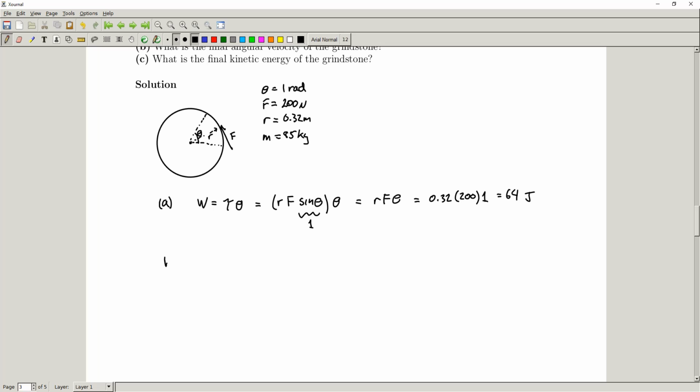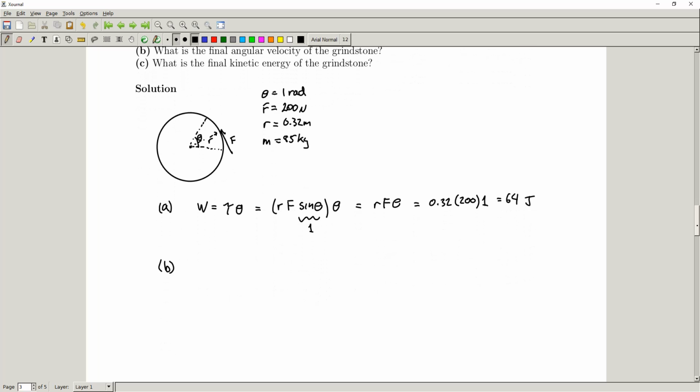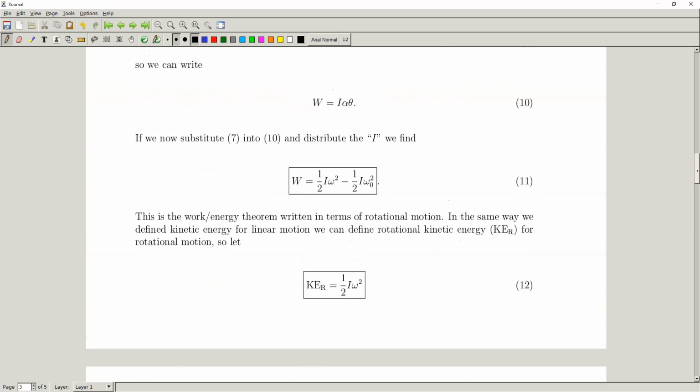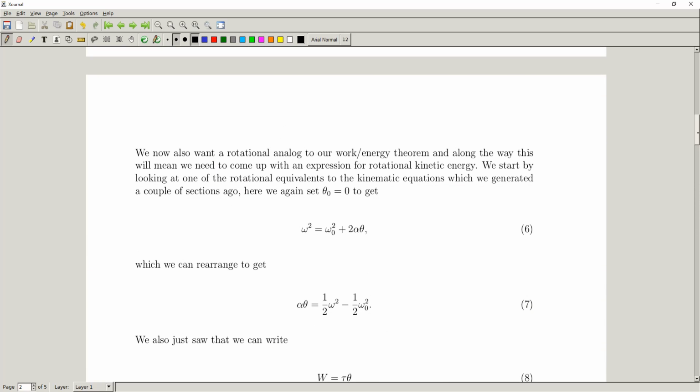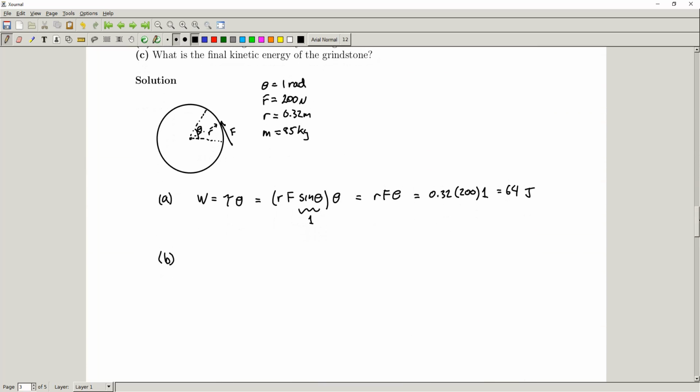Okay. So B. In B, what do we want here? We want what's the final angular velocity of the grindstone? So we're looking for the final angular velocity. Well, we can use the kinematic equation that we started out generating our work energy theorem from to answer that. So usually we would see it like this, right? We would see omega squared is equal to omega naught squared plus 2 alpha theta, right? Where we've taken theta naught to be 0 here, right?